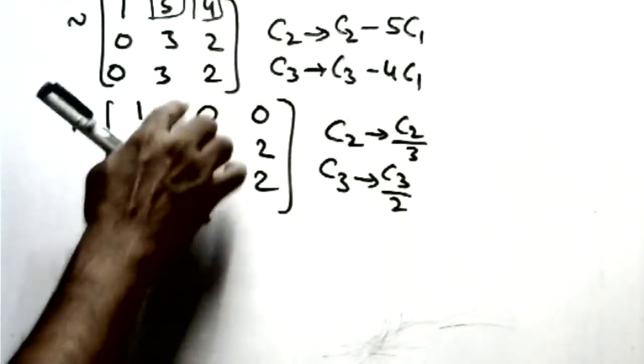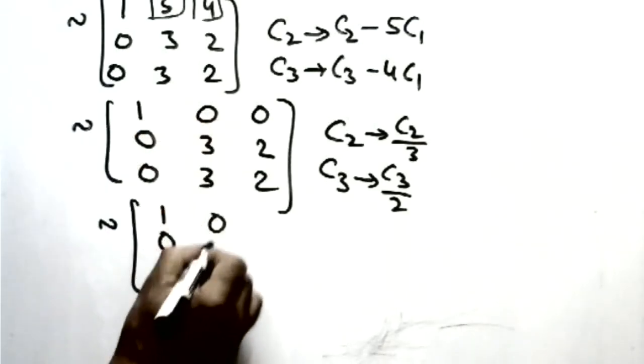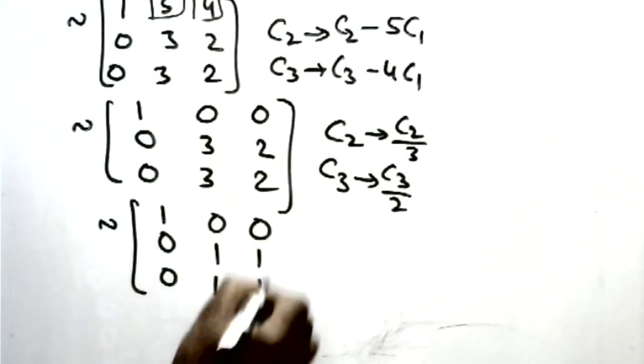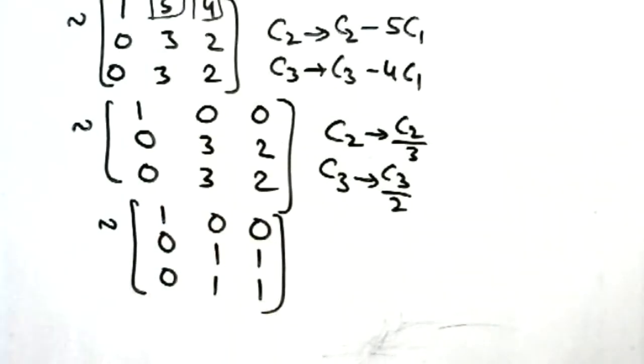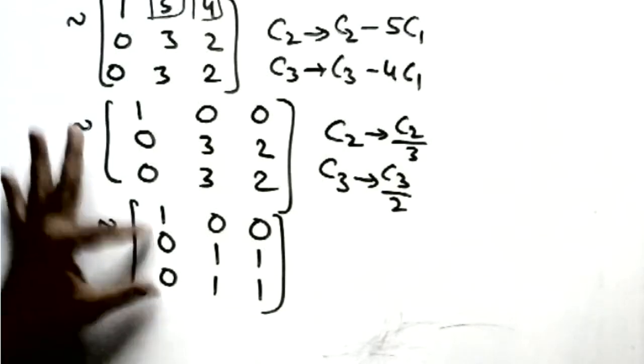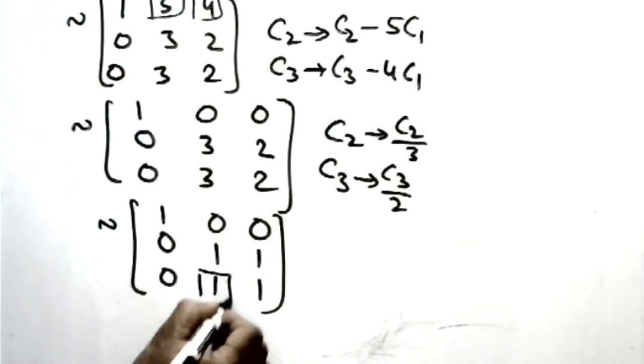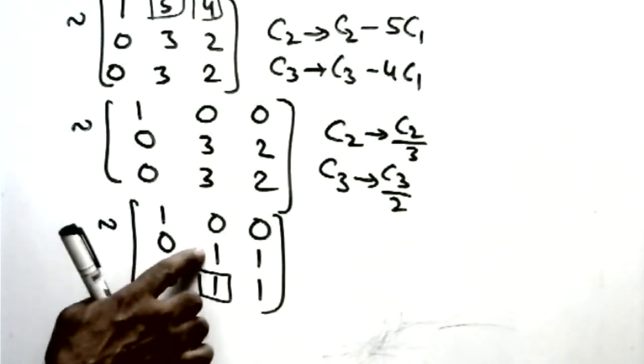So you see here 1, 0, 0. Now we have taken 3 common, so 0, 1, 1. Here we have taken 2 common, 0, 1, 1. Now the next step, we already made these 2 zeros, then these 2 zeros. Now let me make this one 0.